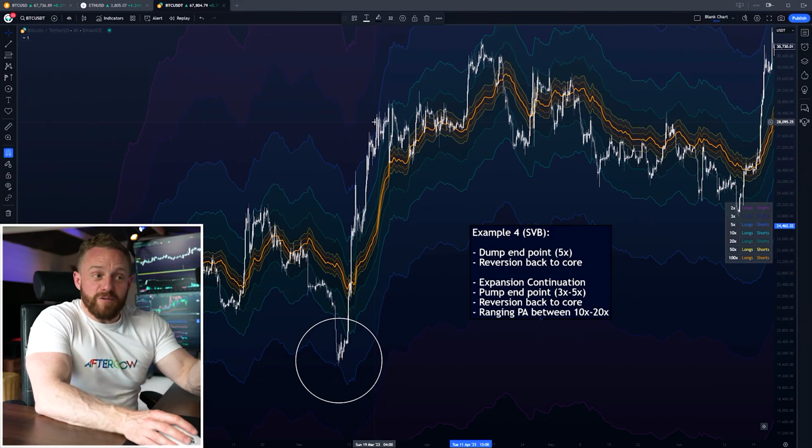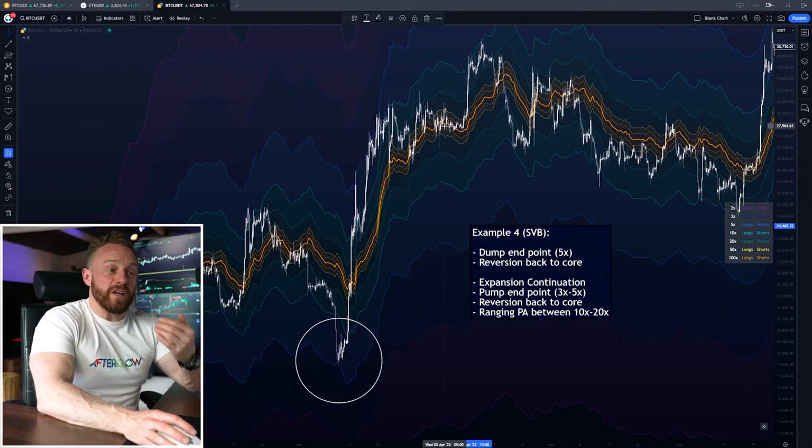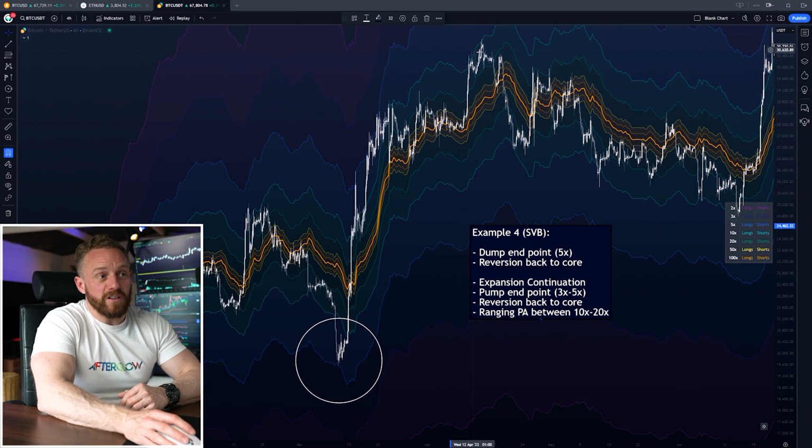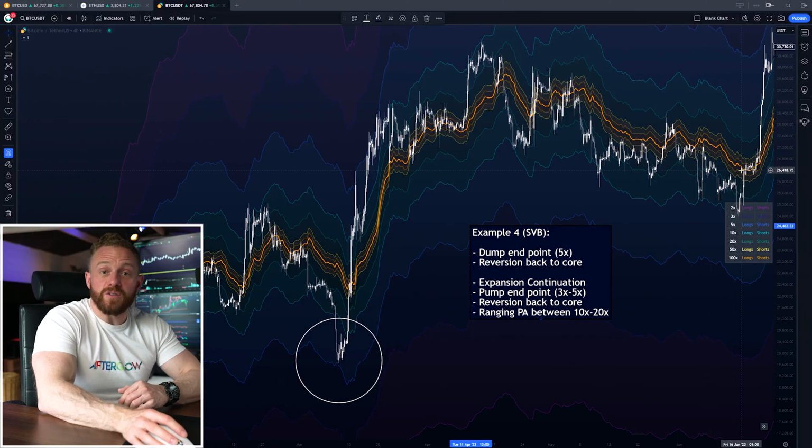Then you got another reversion back towards the core liquidity, and then price shifted into ranging price action and oscillated again between those 10x and 20x turquoise color blue bands here all the way through till around June.